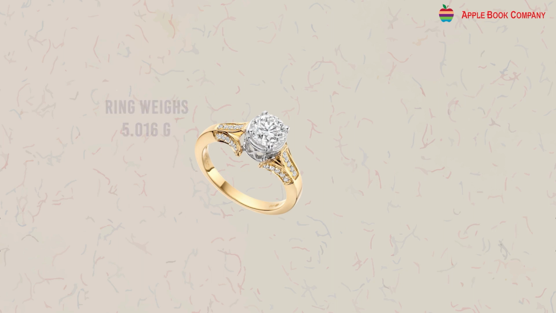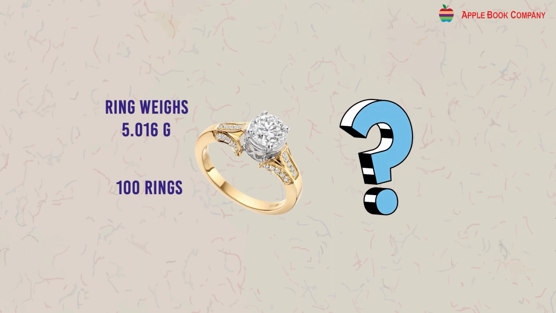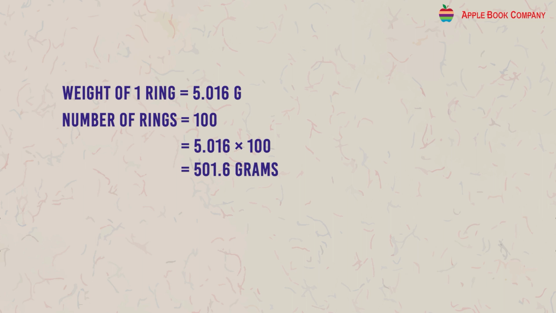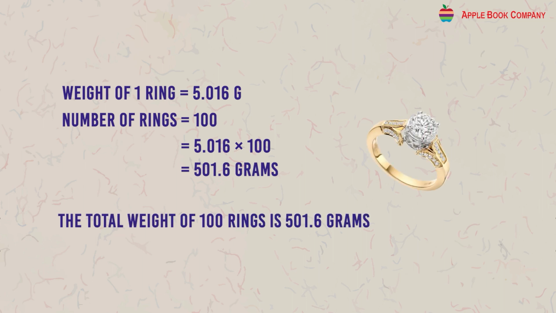A ring weighs 5.016 grams. What is the weight of 100 such rings? Weight of one ring is equal to 5.016 grams. Number of rings is equal to 100. So the weight is equal to 5.016 into 100, which is equal to 501.6 grams. Therefore, the total weight of 100 rings is 501.6 grams.